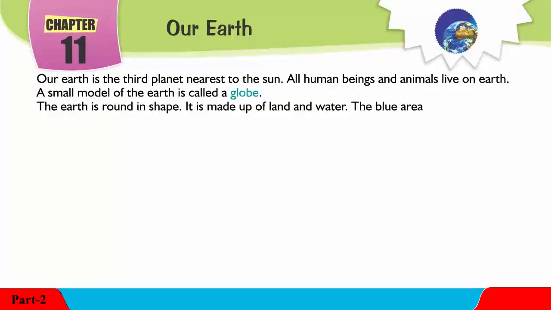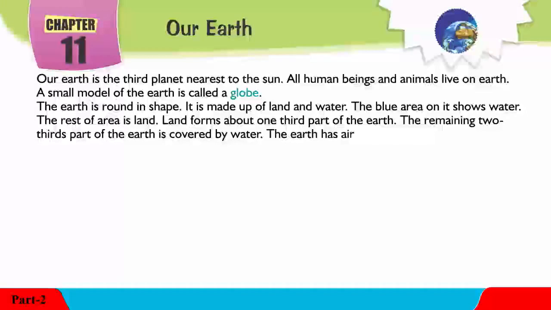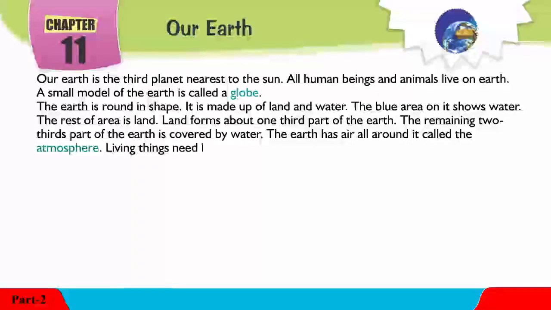The blue area on it shows water. The rest of the area is land. Land forms about 1/3 part of the Earth. The remaining 2/3 part of the Earth is covered by water. The Earth has air all around it, called the atmosphere. Living things need land, water, and air to live.